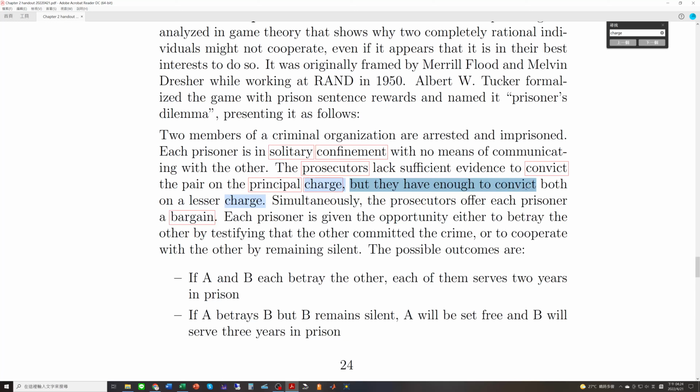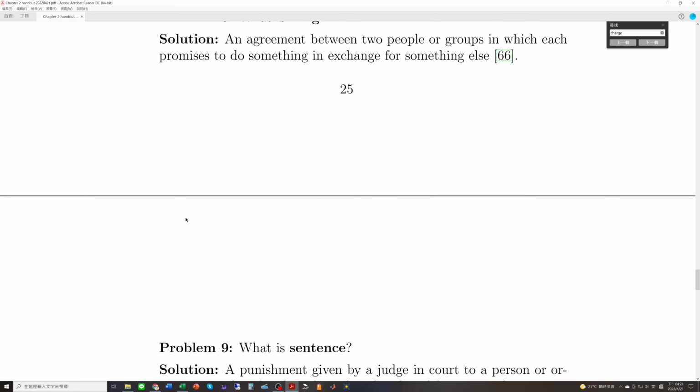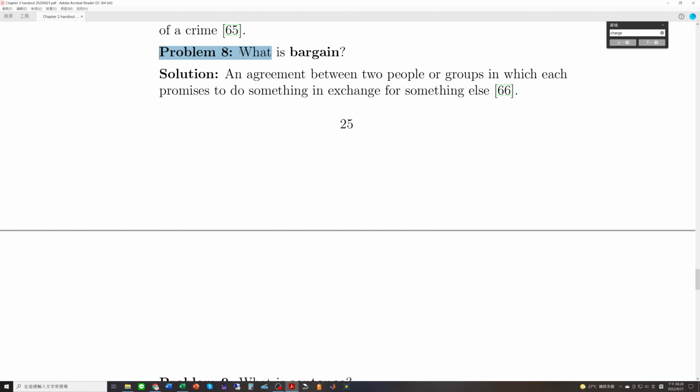But they have enough to convict both on a lesser charge. Simultaneously, the prosecutors offer each prisoner a bargain. What is the meaning of this word, bargain? Let us see problem 8. What is bargain? Solution: an agreement between two people or groups in which each promises to do something in exchange for something else. This is bargain.